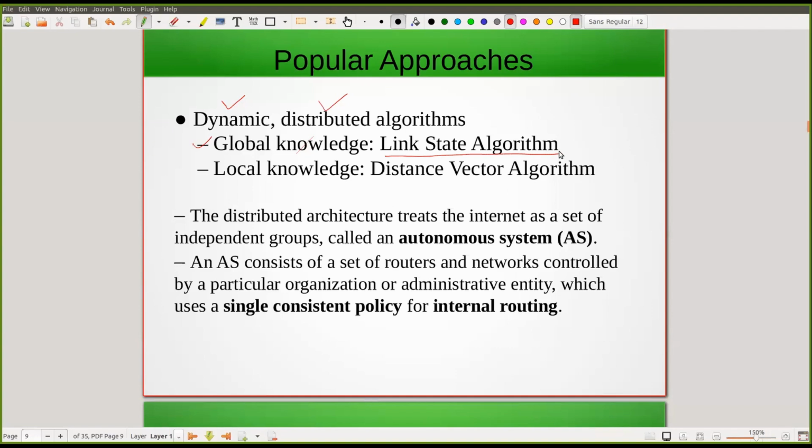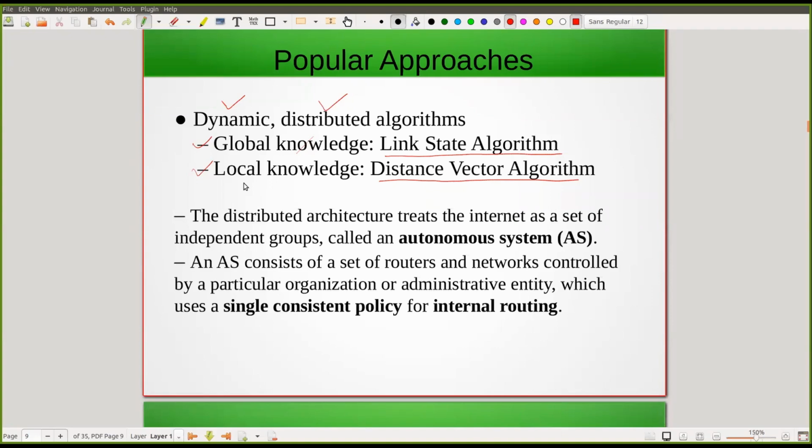But there is another approach, as I have already told. Dynamic, distributed, but with the local knowledge. Whichever algorithm implements the routing algorithm and builds the routing table this way is called a distance vector routing algorithm. So the distance vector routing algorithm uses the local knowledge, whereas the link state routing algorithm uses the global knowledge to build up the routing table. This is the basic fundamental we have to understand as far as routing is concerned.